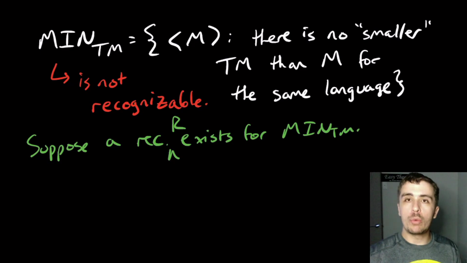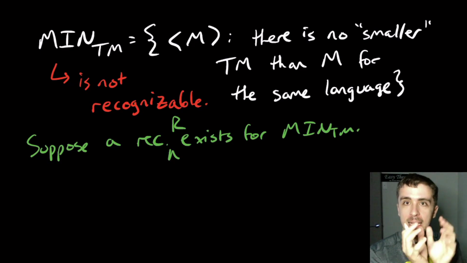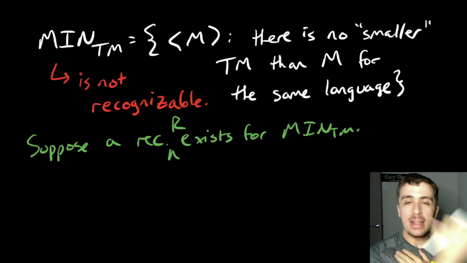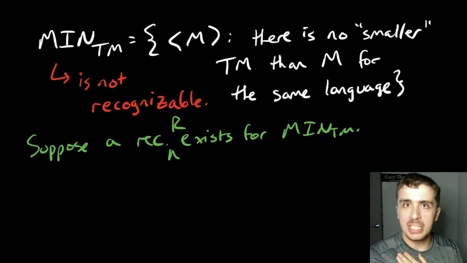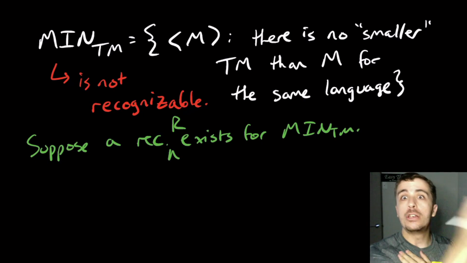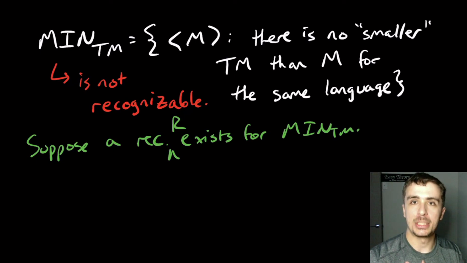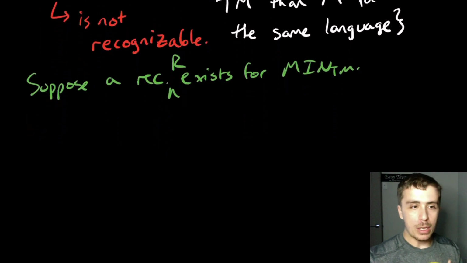And let's call the recognizer R. So R is a recognizer that doesn't necessarily halt, but if it is given a Turing machine and it can figure out that there is a smaller version of this Turing machine that has the same language, then this recognizer should say yes. Okay, so what are we going to do here?